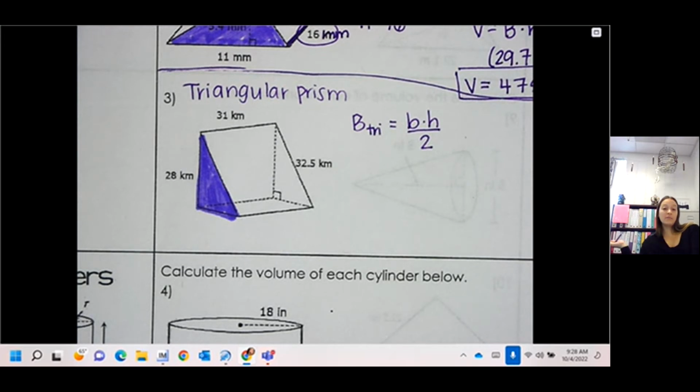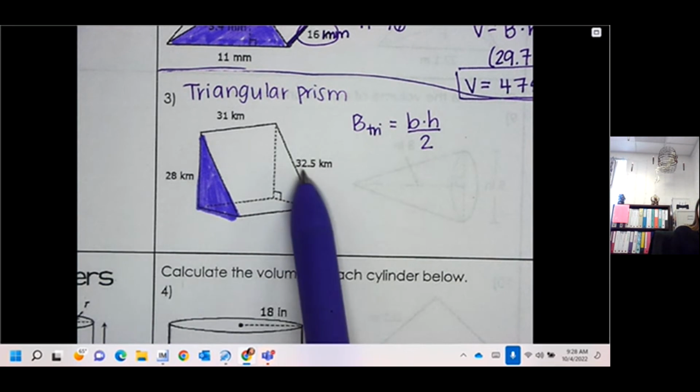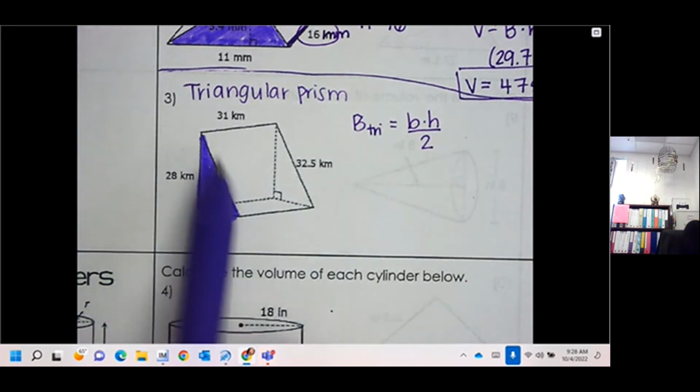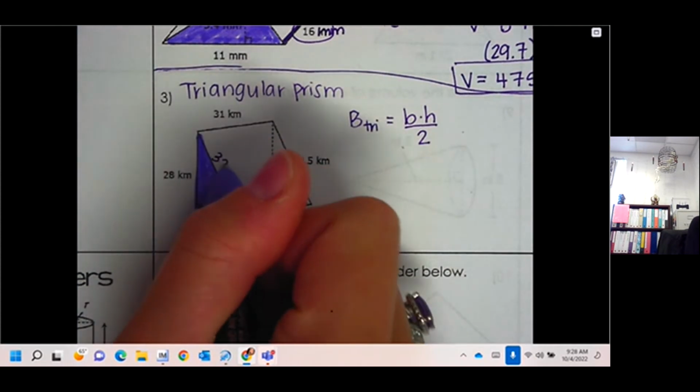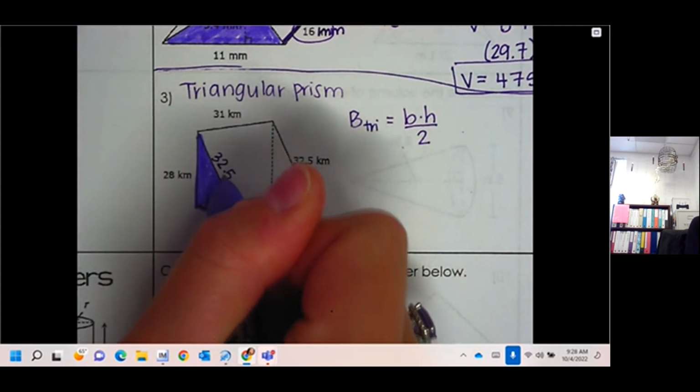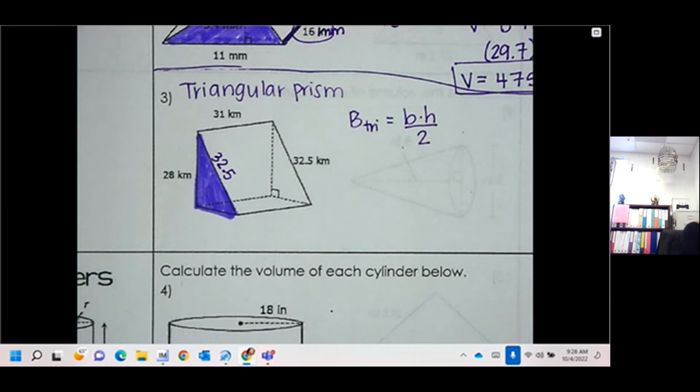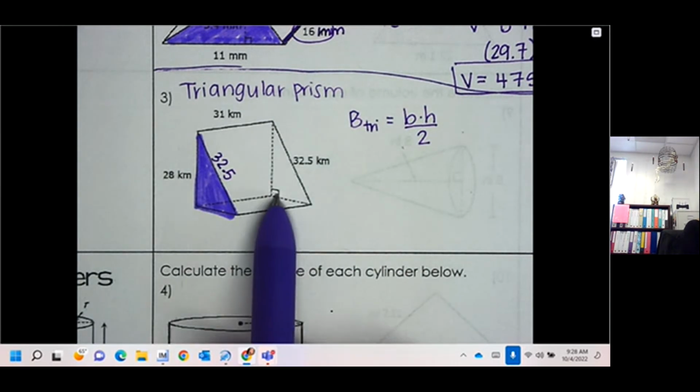It's not 31, okay, because that has nothing to do with that purple triangle. Now look, these two are the same. The base is 32 from the line. Okay, so that means this side right here is also the same as this side over here, which is 32.5, so let's write that in. And there's a 90-degree angle here, which means there's a 90-degree angle here.